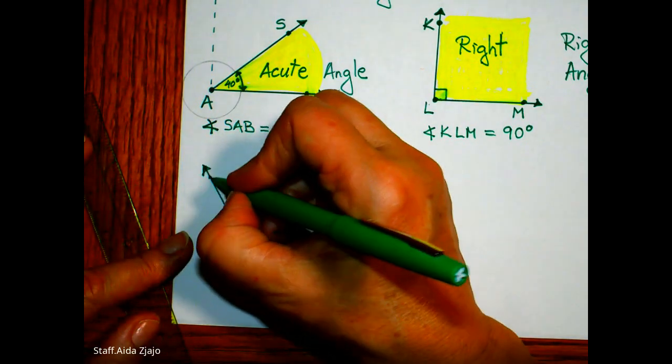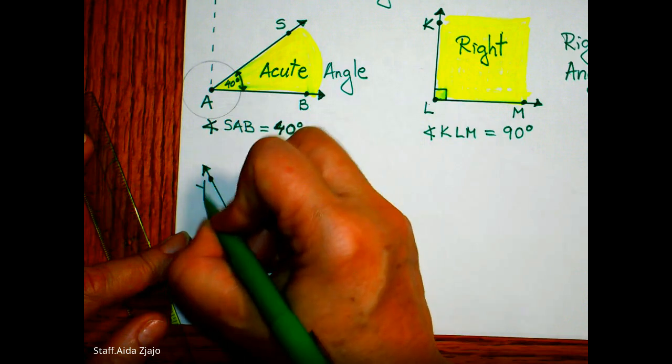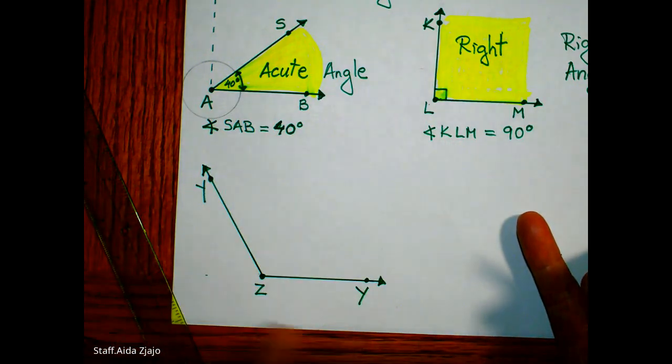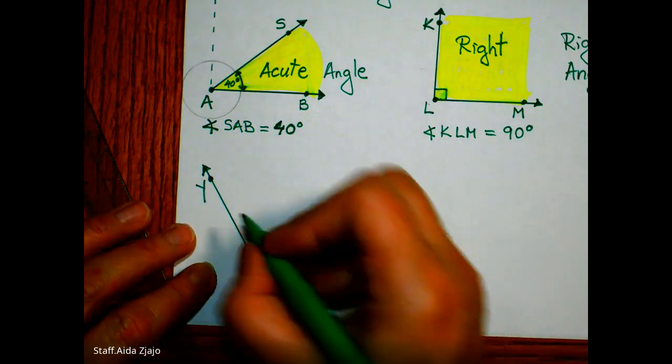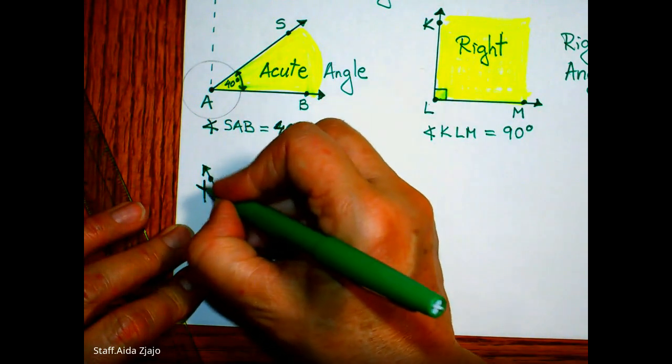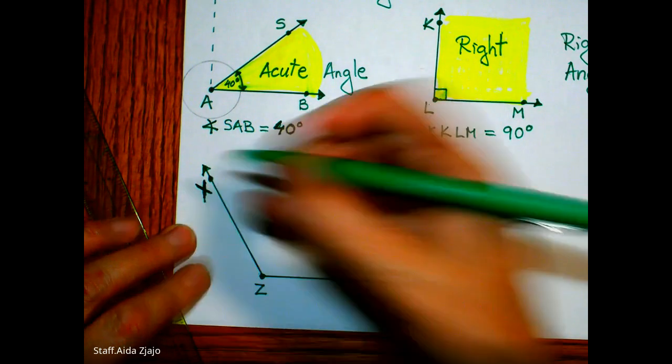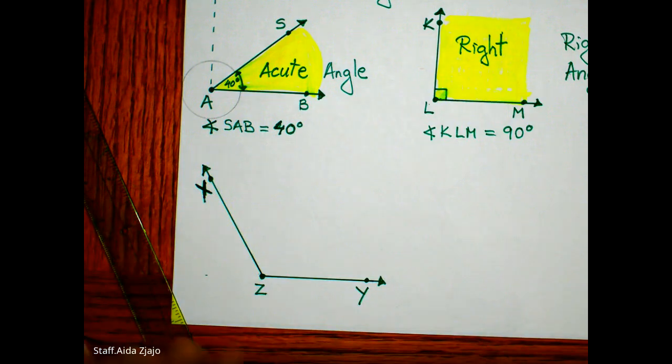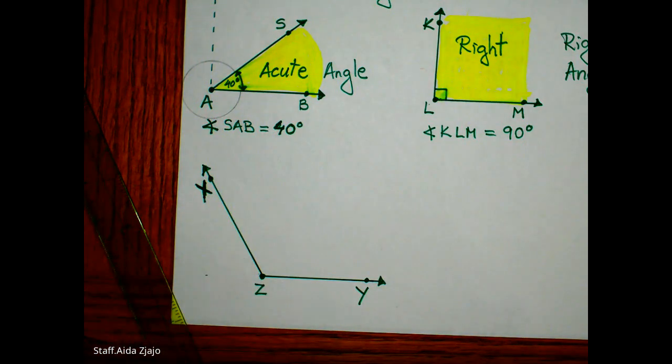This can be a point Y. So YZ, and that one is XZY. So this is my obtuse angle.